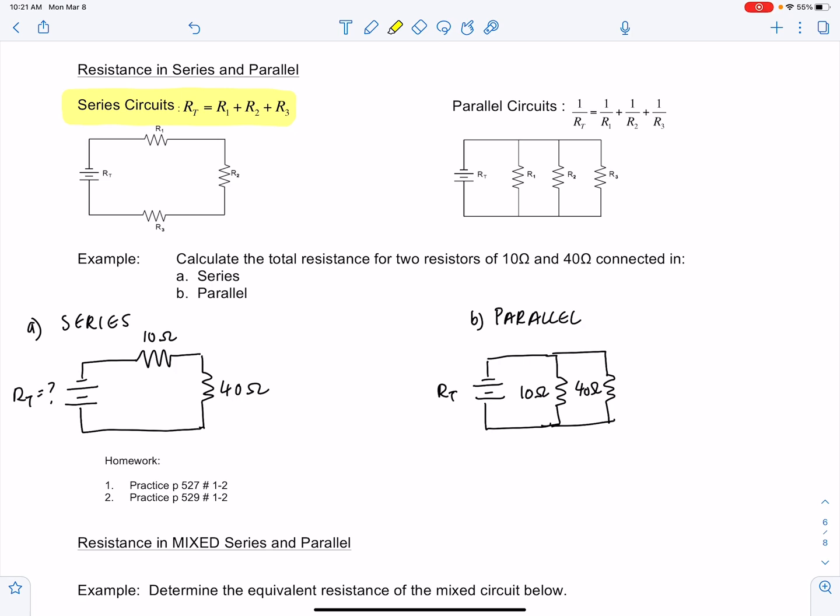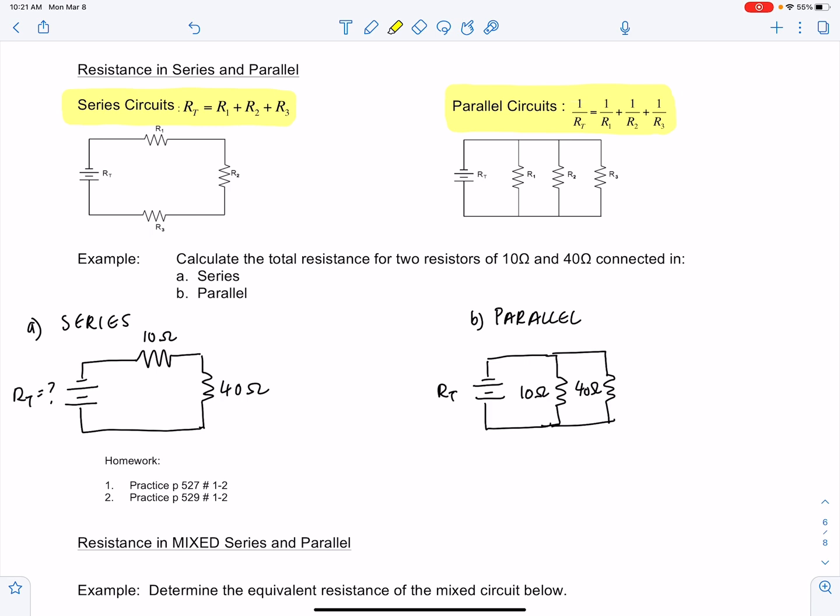For parallel, the equation is a little bit more complex. And it states that the inverse of the total resistance is equal to the sum of the inverse of resistance 1 plus the inverse of resistance 2 plus the inverse of resistance 3.